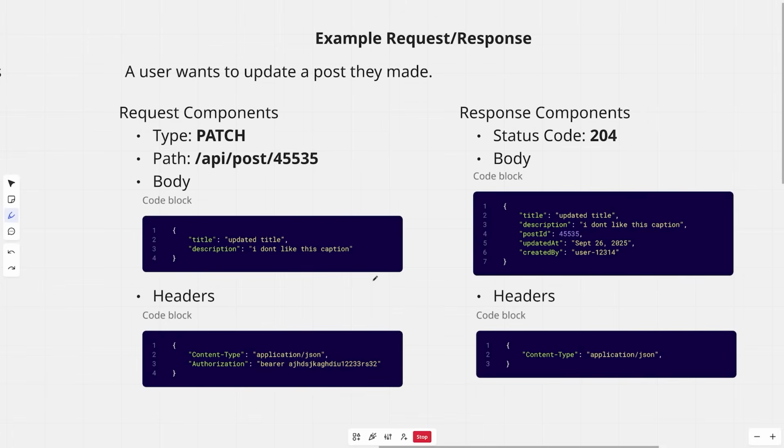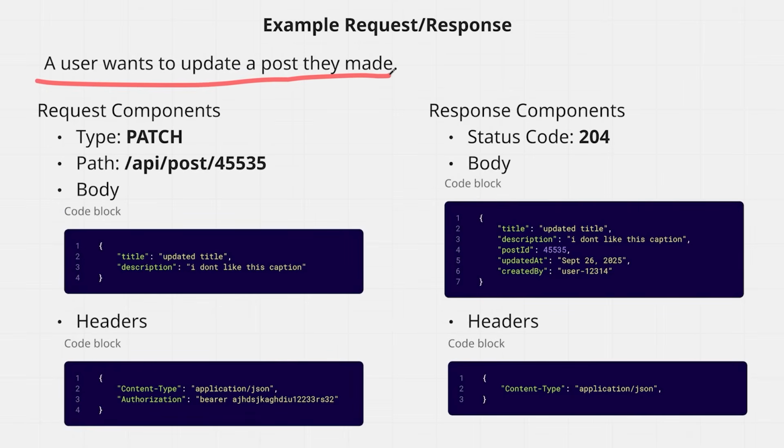Okay, now let's just have a look at an example request and response, and I promise we'll get into the API. And again, this will all crystallize, but this is just going to really help you understand how we design the APIs. Okay, so user wants to update a post that they made. So the type is patch. This is actually the exact same thing as put.